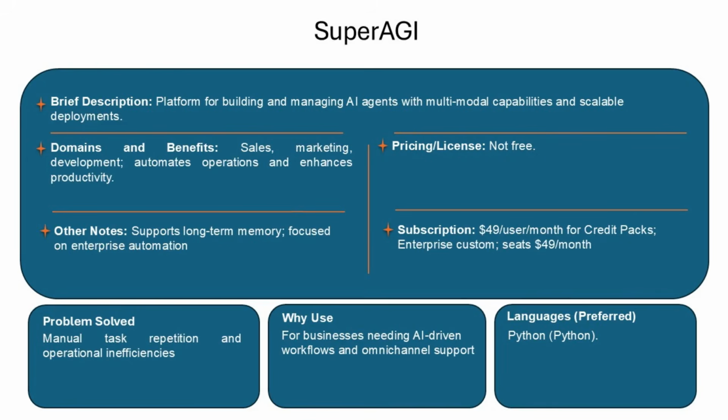SuperAGI: a platform for building and managing AI agents with multi-modal capabilities and scalable deployments. The domains that benefit are sales, marketing, and development, automating operations and enhancing productivity. The pricing and license: not free, $49 per user per month for the Create pack, enterprise with custom seats, $49 per month. Why use it? For businesses needing AI-driven workflows and omni-channel support. The problem solved is manual task repetition and operational inefficiencies. The preferred language is Python, and it supports long-term memory, focused on enterprise automation.